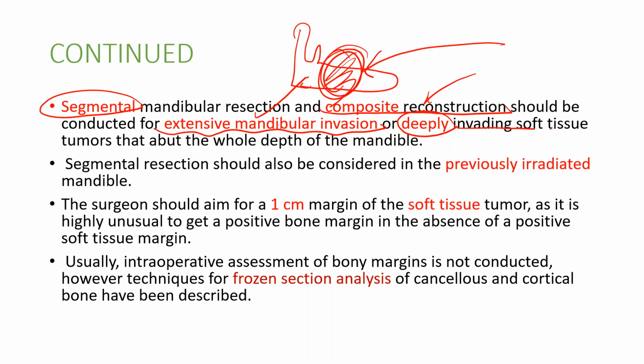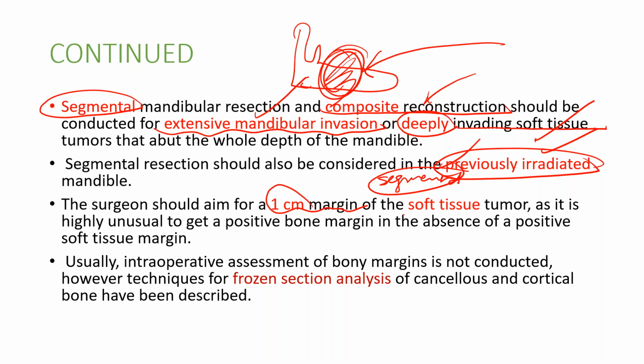It is also done when tumors are deeply invading soft tissue. When the tumor is deeply invading, you have to remove that. Even in previously irradiated mandibles, you will be doing segmental resection, because rim resection will not work out.